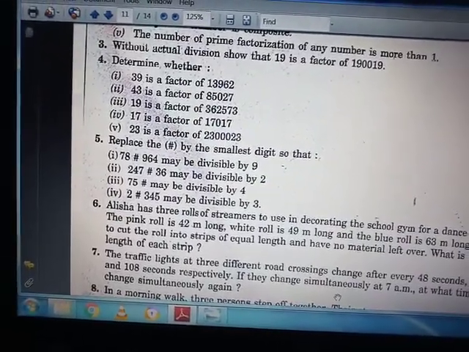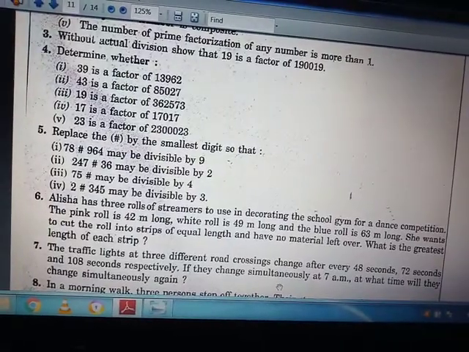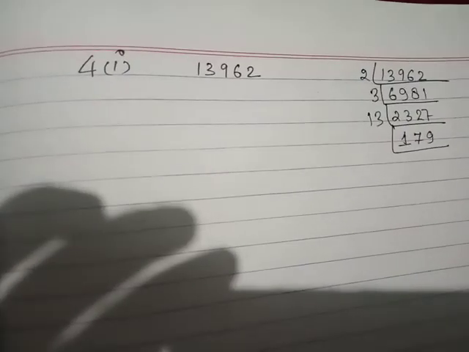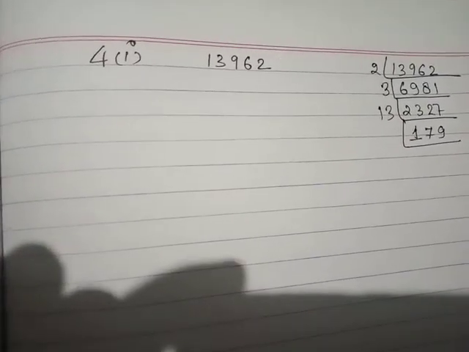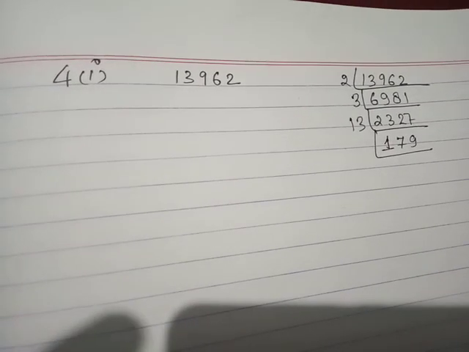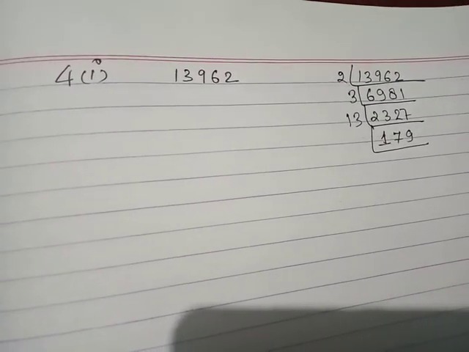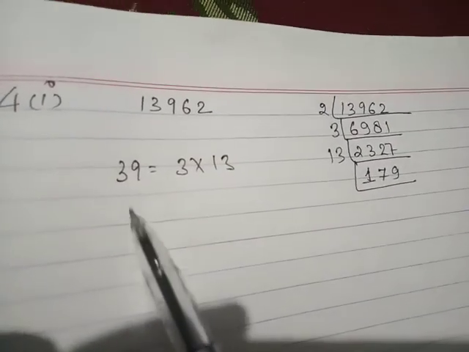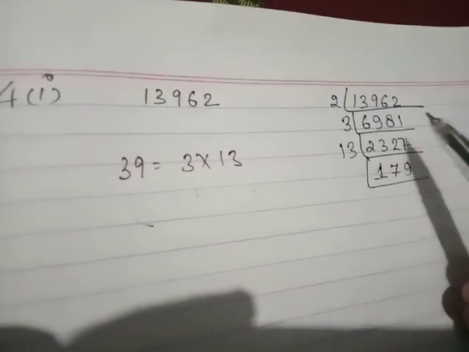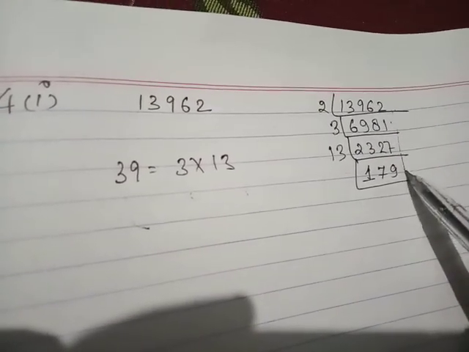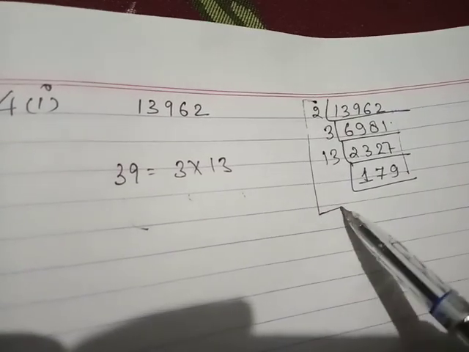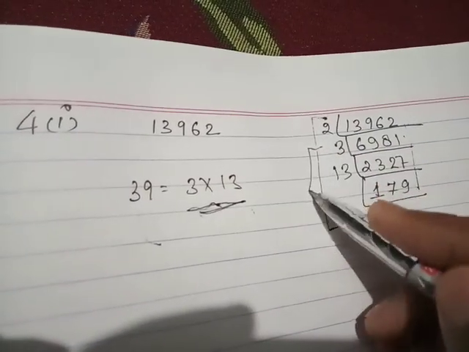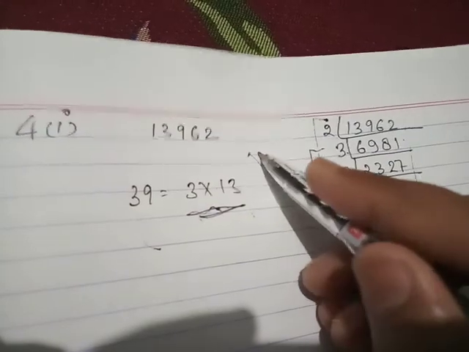So let's see the first part of this question. Okay, because I don't think that you will have any confusion in that. So let's see. Here you can see that the first part of question number 4, the number is 13,962, and we have to see whether 39 is a factor of this or not. So for this, basically what we have to do, 39 is equal to 3 into 13. So we have done the prime factorization of this number, and there is no need to solve the whole thing. Basically you have to find this 3 and 13 here. So we have found 13 and 3 here, so it is yes.